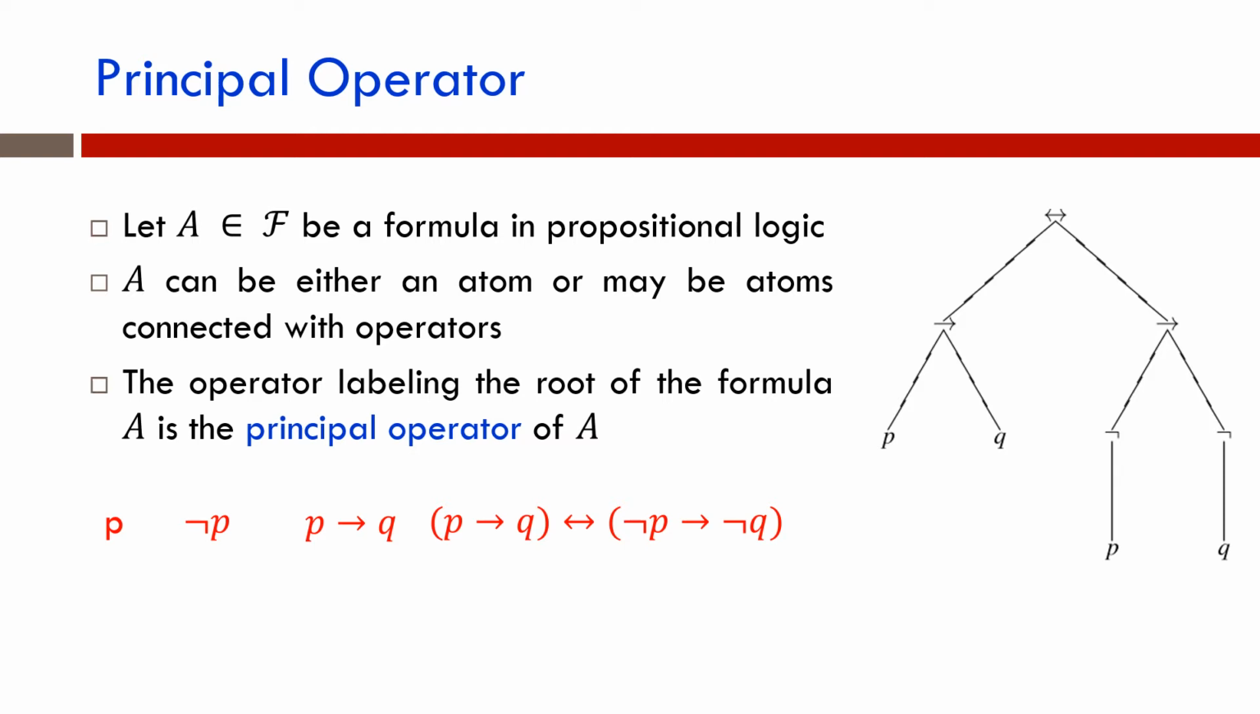And since this is a binary operator, it will have two subtrees. In the left subtree, we have the formula P implies Q. So when you consider the left subtree, we have the operator implies, which is labeled as the root of the left subtree. And here again we have implies, which is labeled as the root of the right subtree, which again has two subtrees. The left subtree consists of negation P and the right subtree consists of negation Q. So the operator that is used to label the root of the formula is called the principal operator of the formula.